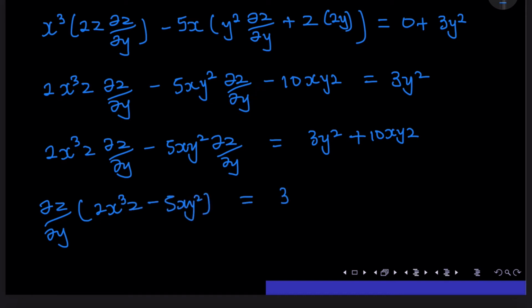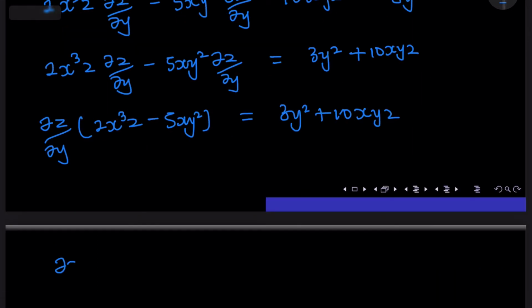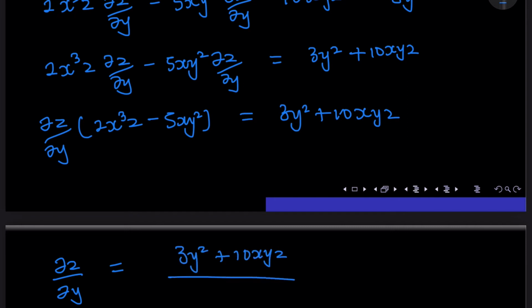So factorizing ∂z/∂y out, we are going to have 2x cubed z minus 5xy squared is equal to 3y squared plus 10xyz. So we are going to have ∂z/∂y equal to 3y squared plus 10xyz divided by 2x cubed z minus 5xy squared.